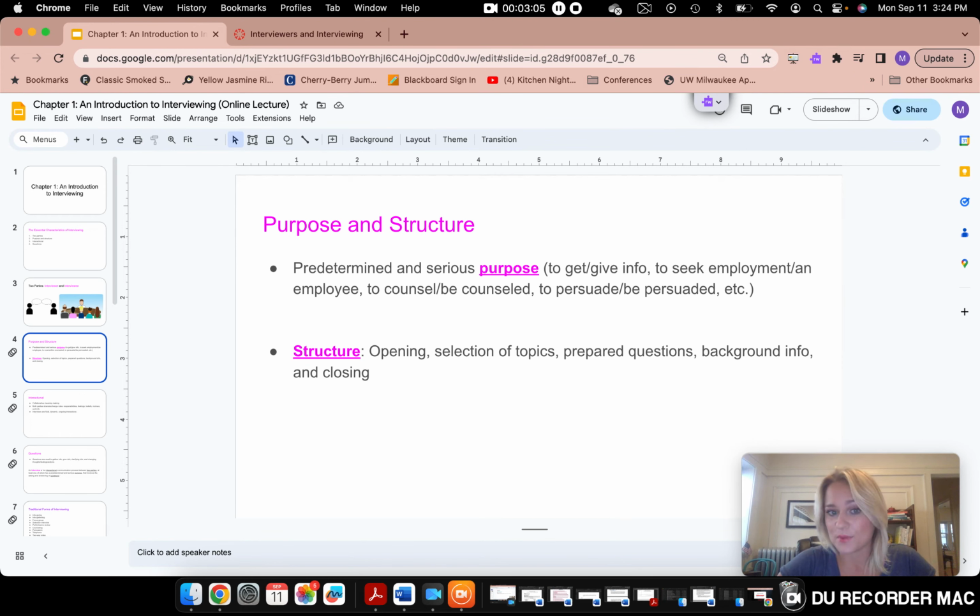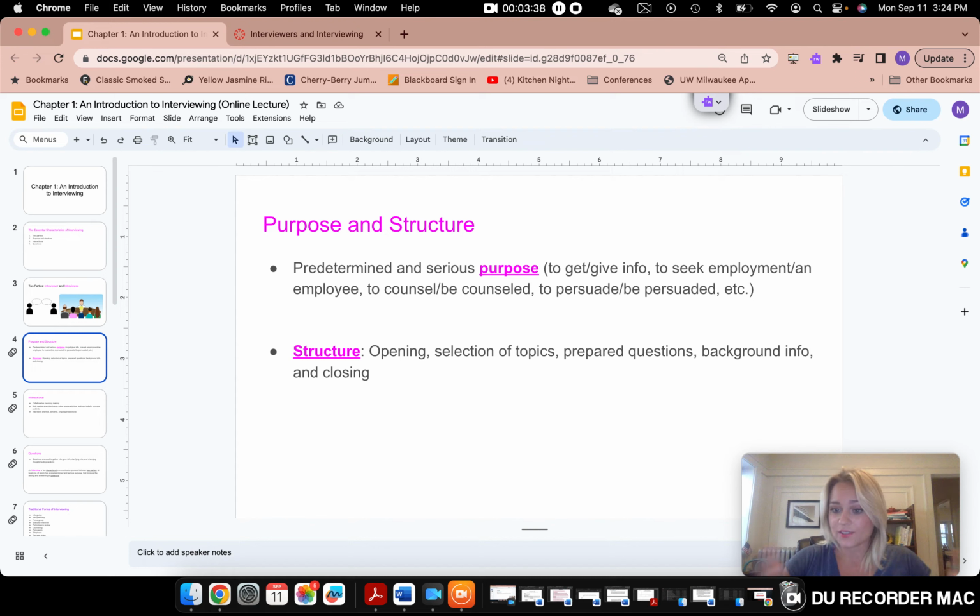Next, we're going to talk about the purpose and structure of an interview. The purpose and structure of every interview is going to vary depending on the topic, the people, the time, place, and manner of the interview. But at a minimum, each interview must have a predetermined and serious purpose. That can range from getting or giving information, seeking employment or seeking an employee. It could be a counseling interview, or it could be a persuasive interview. And there are more purposes, but those are the basic ones that I wanted to mention today.